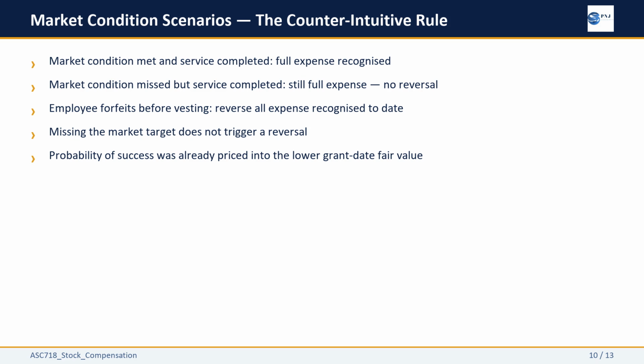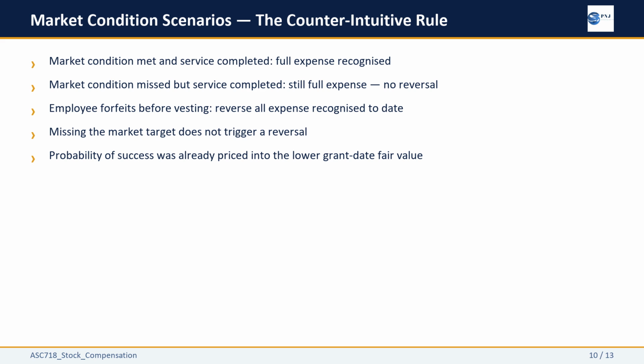This is the most counterintuitive rule in SBC accounting, so it is worth stating clearly. If the TSR target is met and the employee completes service, you recognize full expense. That is straightforward. If the employee forfeits before vesting, you reverse all previously recognized expense. That is also logical. But here is the rule that surprises people. If the TSR target is missed entirely and the award pays out nothing, you still recognize the full compensation expense over the service period. There is no reversal.